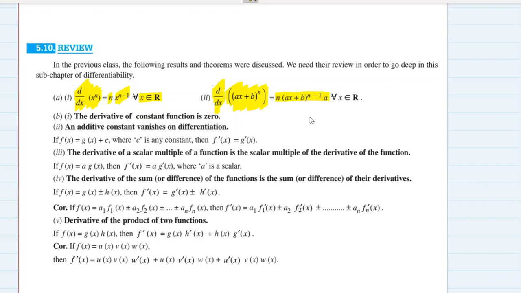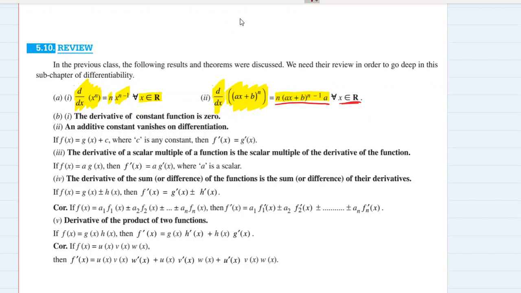Okay, if you find it normally also, d by dx of ax plus b the whole raised to n, because there is a power, we have to apply the chain rule. So you cannot differentiate it normally. You have to apply the chain rule, and then you will get this answer: n multiplied by (ax plus b) the whole raised to n minus 1 multiplied by a, for all x belonging to real numbers. Now, you might be having this doubt in your mind, what is chain rule?